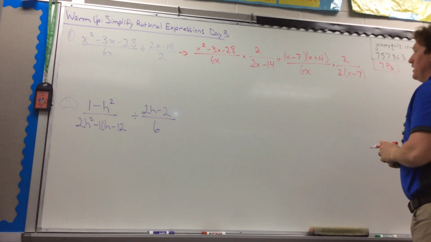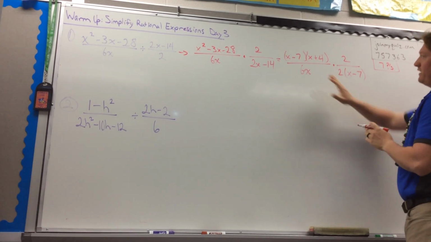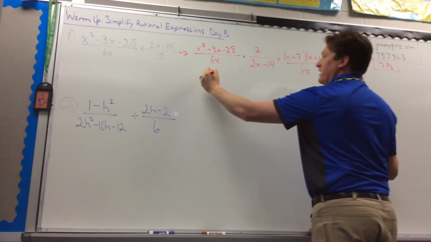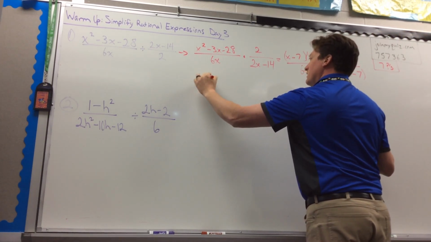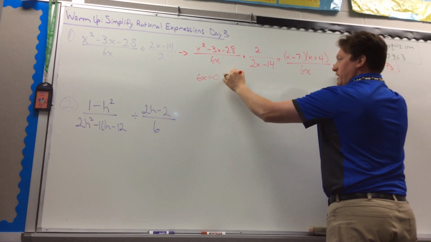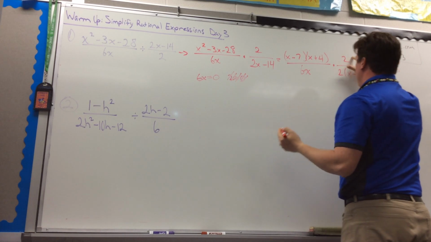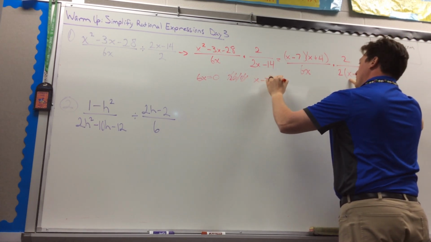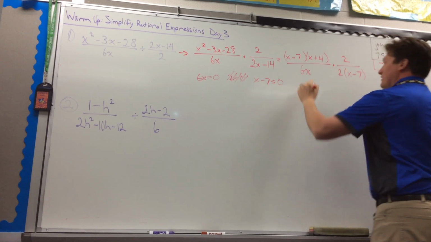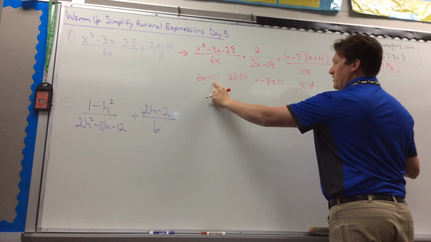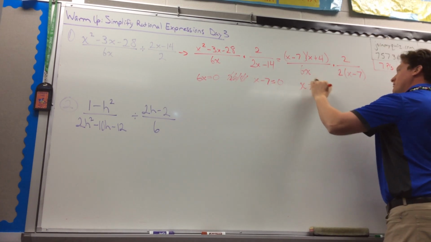So what I need to do is find all my restrictions. So that is everything from here over. So I have 6x equals 0, 2 equals 0, which doesn't make any sense to write, and then I have x minus 7 equals 0. So I know that x, for my restrictions, cannot equal 0 and 7.